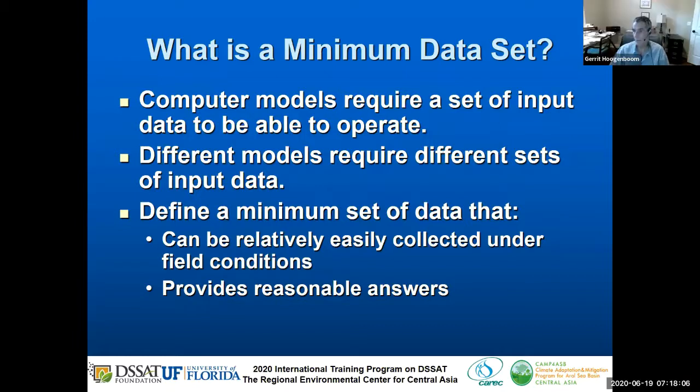And as you probably know, different types of models require different types of input data.